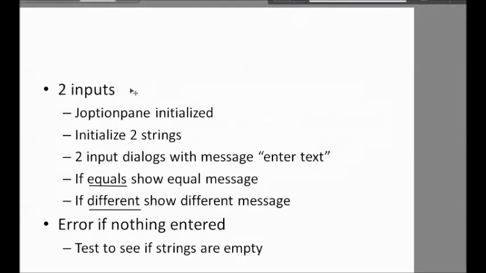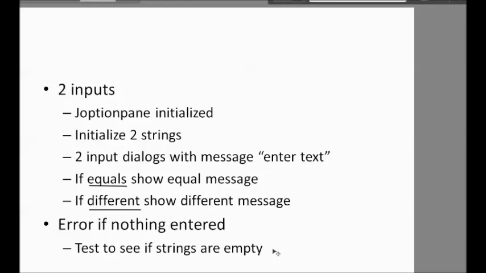Okay, we're looking at 2 inputs. We're going to initialize 2 strings. If we're going to have a dialog box of some kind, we need to initialize JOptionPane. So we have 2 input dialog boxes. One of them is going to have the message, enter text. Well, they both are actually. If the two inputs are equal, we're going to show a message that they're equal. If the 2 are different, we're going to show a message that they're different.